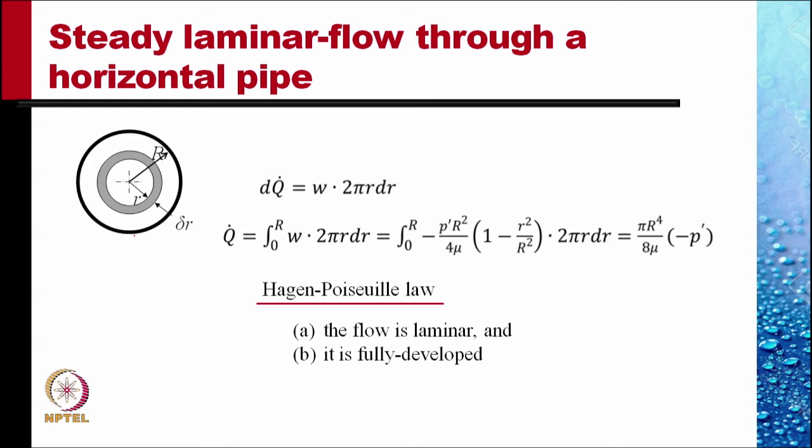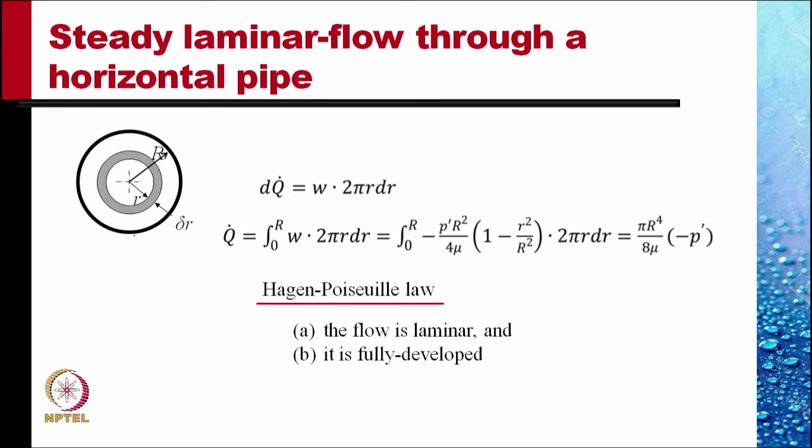Where have we made the assumption that the flow is laminar? We made that assumption when we wrote that the shear stress is mu times the velocity gradient. That is valid only for laminar flow. In turbulent flow, the shear stress is much more complicated. So this Hagen-Poiseuille law is only for when the flow is laminar and fully developed.